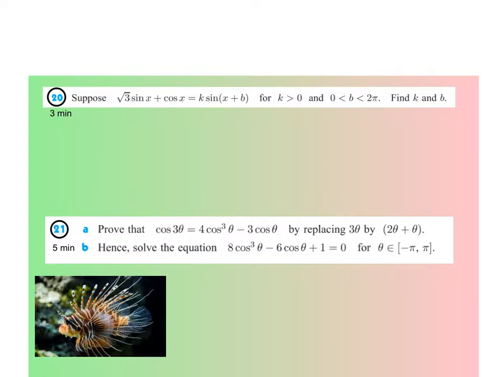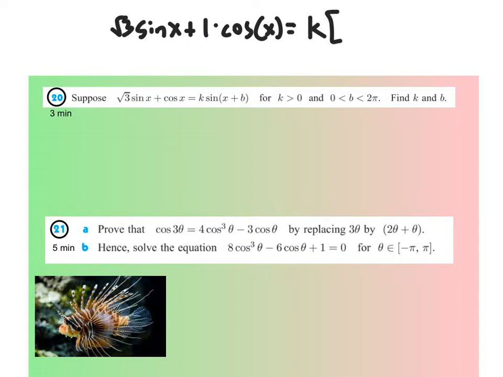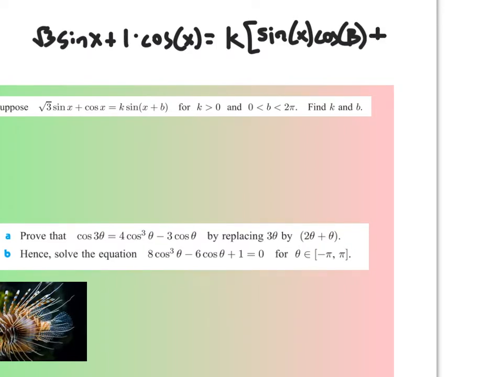Okay, here's one of those problems that I was just talking about. So let's do this. Let's expand. Let's write root 3 sine of x plus, I'm going to write this as 1 times cosine of x, is equal to k times, let's write it out, sine of x cosine of b plus sine of b cosine of x.